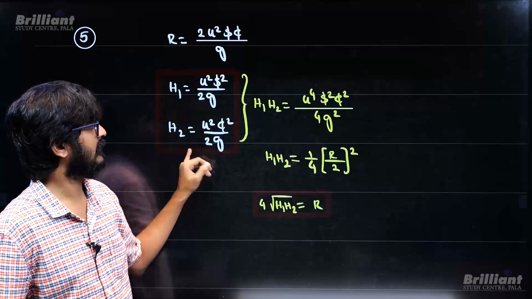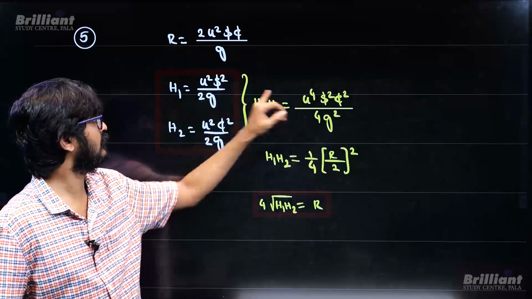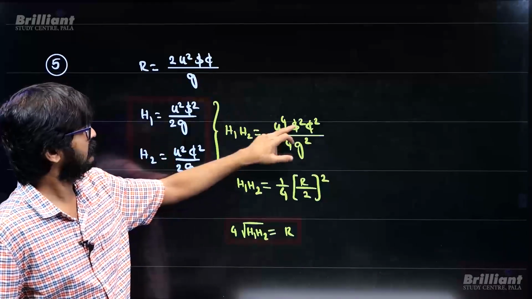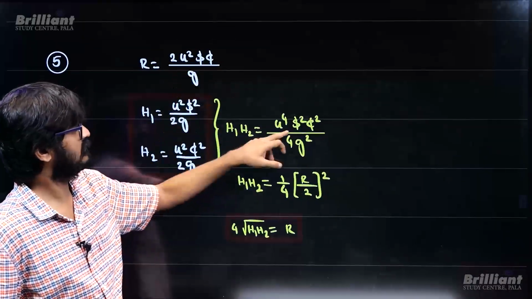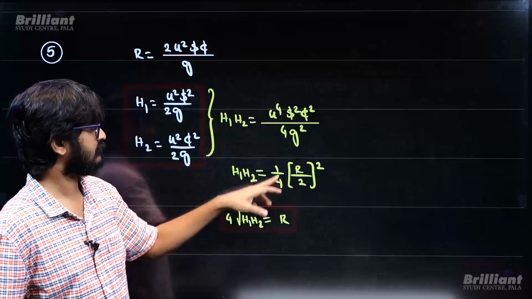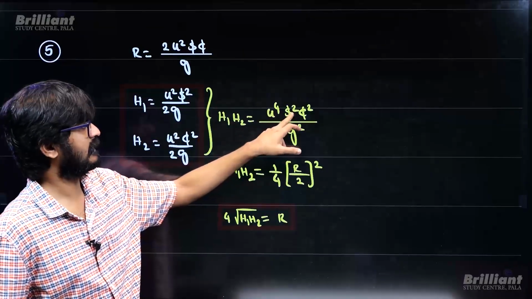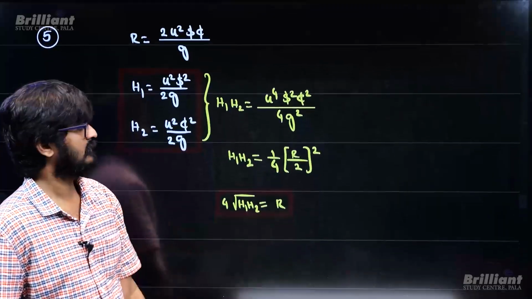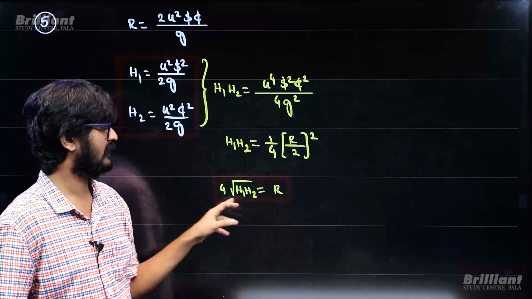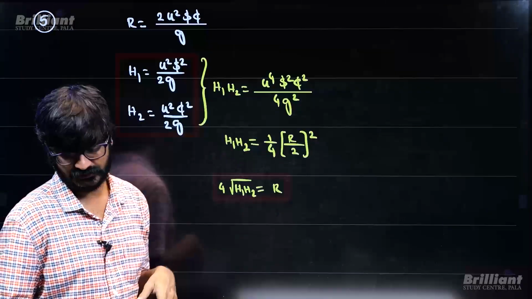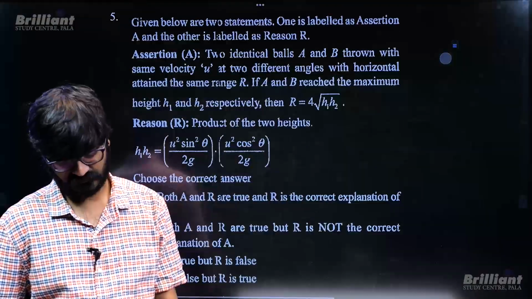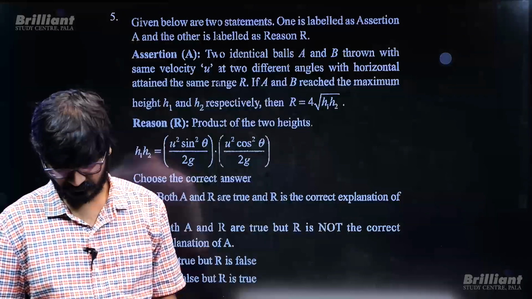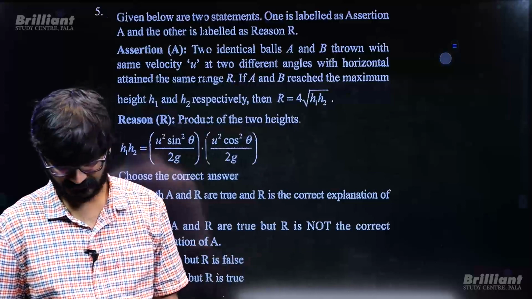So when I do the multiplication, I will be getting h1 h2 is u power 4 sin square cos square by 4 g square. Now if you notice, this term looks exactly like this term, so it's a kind of square, right? So I am writing u power 4 sin square cos square by g square as r by 2 whole square. When I take the square root, I will be getting r equals 4 times root h1 h2. So when I take the square root with h1 and h2, I will be getting the range. So both are true, and you can go with the correct explanation.